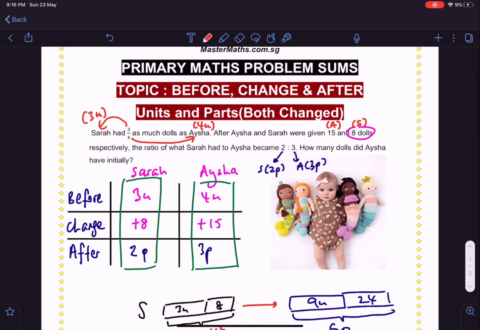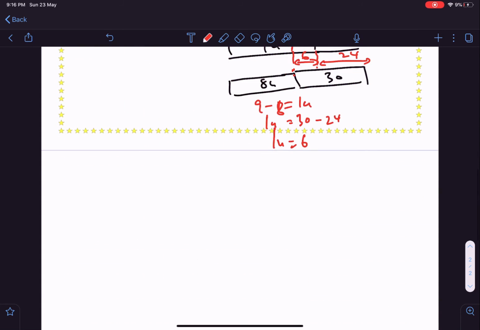How many dolls did Aisha have initially? 4 units. 6 times 4, answer 24 dolls.